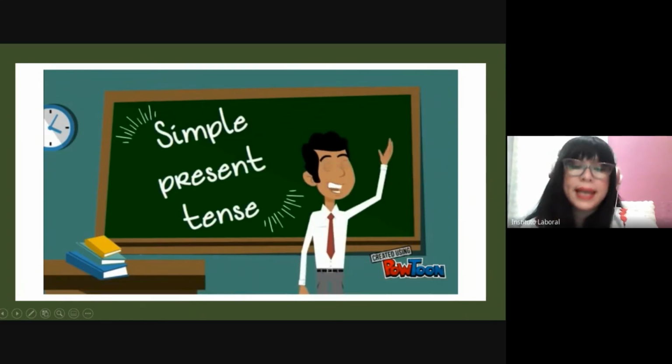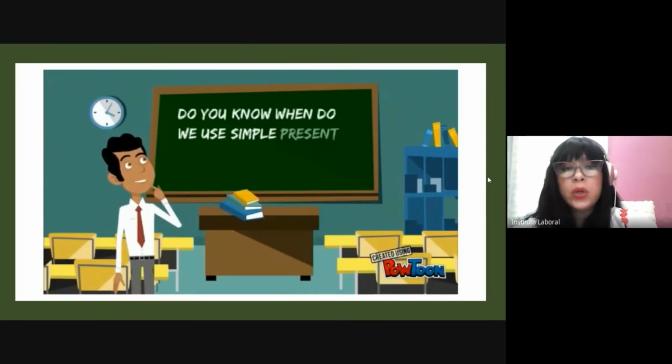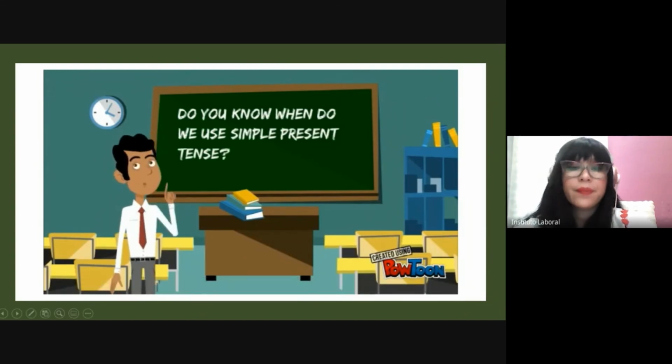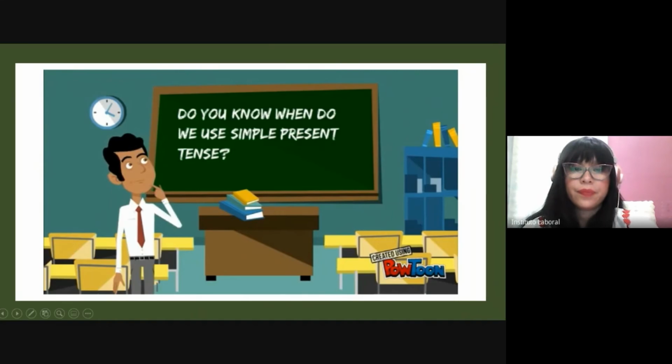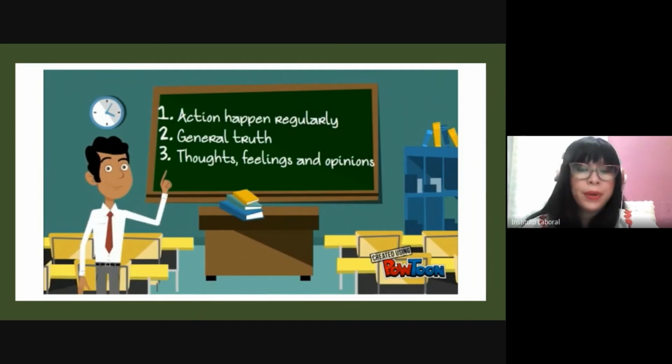Simple present tense. Do you know when do we use simple present tense? One, action happened regularly. Two, general truths. And three, thoughts, feelings, and opinions.